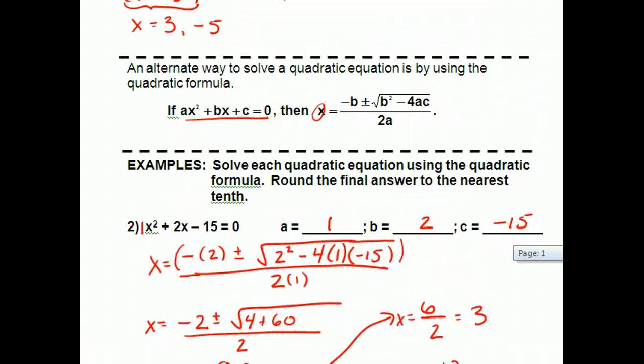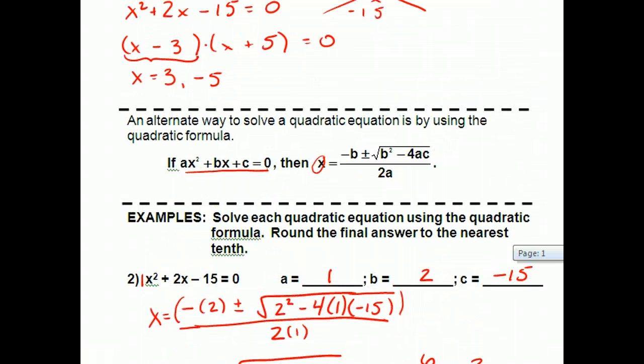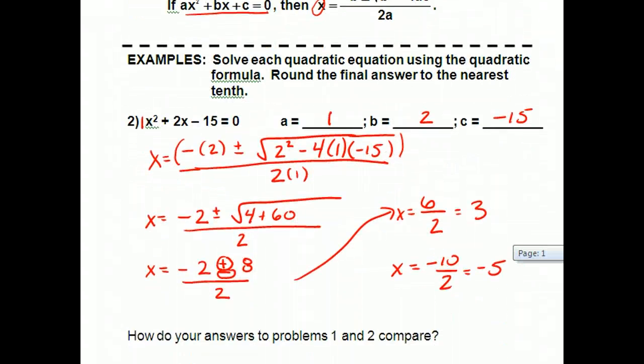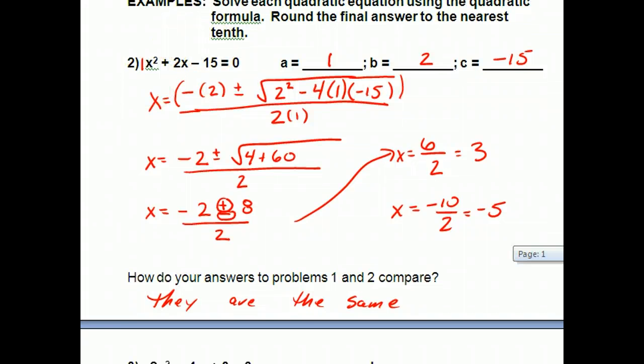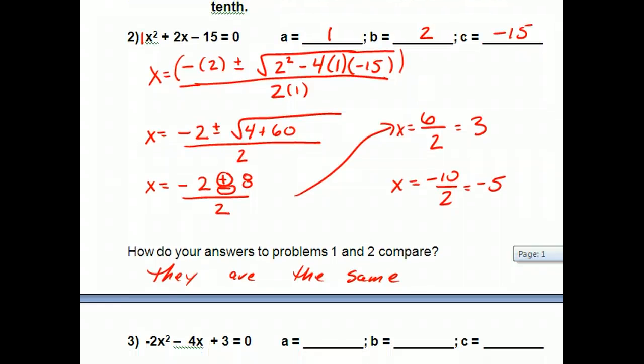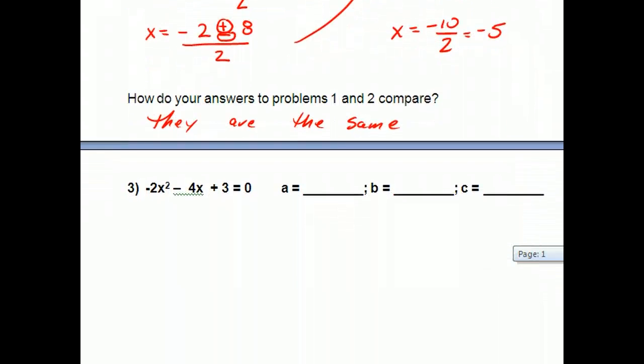We factored it up here to get our x equals 3 and x equals minus 5, and we used the quadratic formula here to get the same exact thing. So under here, how do our answers to problems 1 and 2 compare? Of course, they have to be the same. They are the same because we started with the same equation. It has to be the same answers to the same equation. Okay, so let's try something different. Let's go look at this one now.